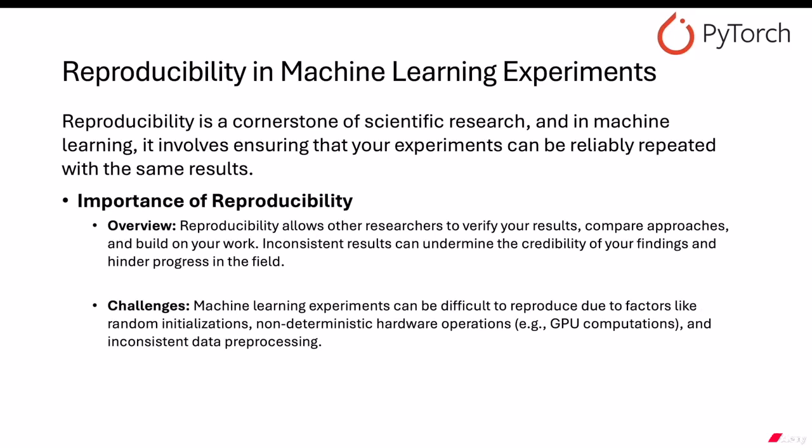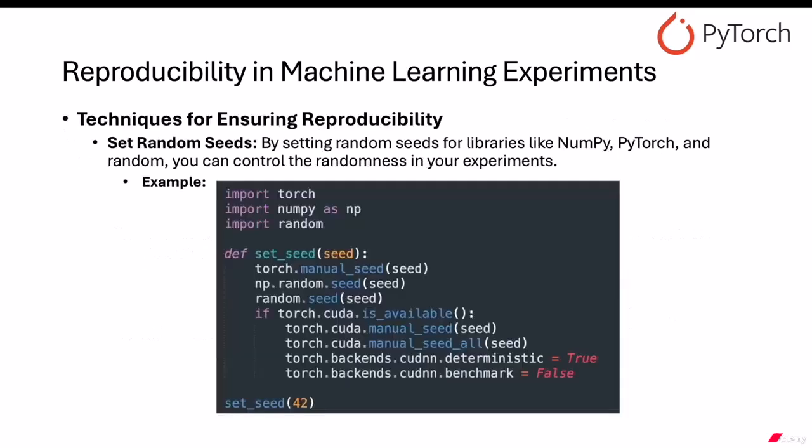Challenges. Machine learning experiments can be difficult to reproduce due to factors like random initializations, non-deterministic hardware operations, for example GPU computations, and inconsistent data preprocessing. Techniques for ensuring reproducibility. Set random seeds. By setting random seeds for libraries like NumPy, PyTorch, and Random, you can control the randomness in your experiments.